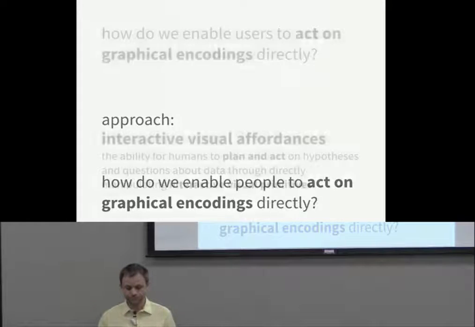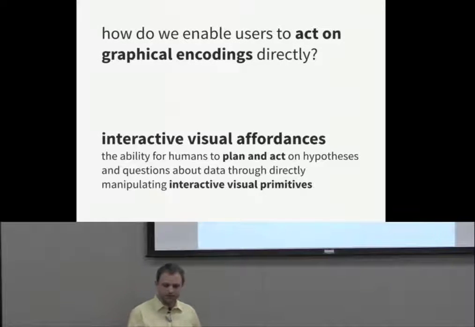And so this is really this idea of interactive visual affordances, right? The ability for humans to plan and execute on that plan or act on hypotheses and questions about their data by directly manipulating these interactive visual primitives, right? Color, length, distance, so on and so forth.